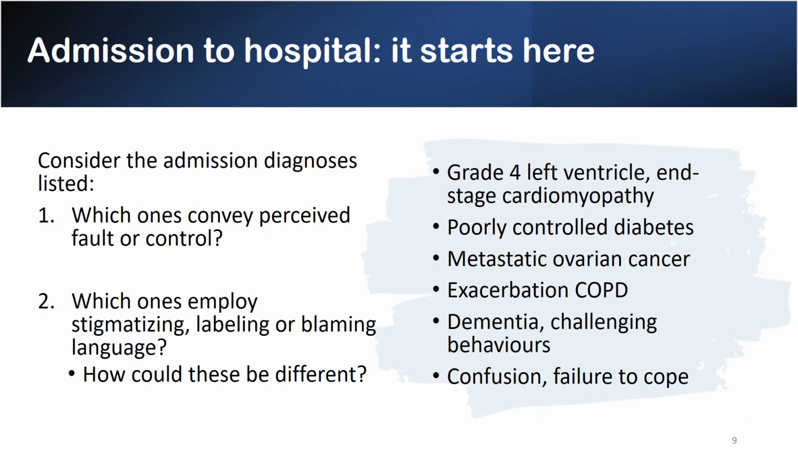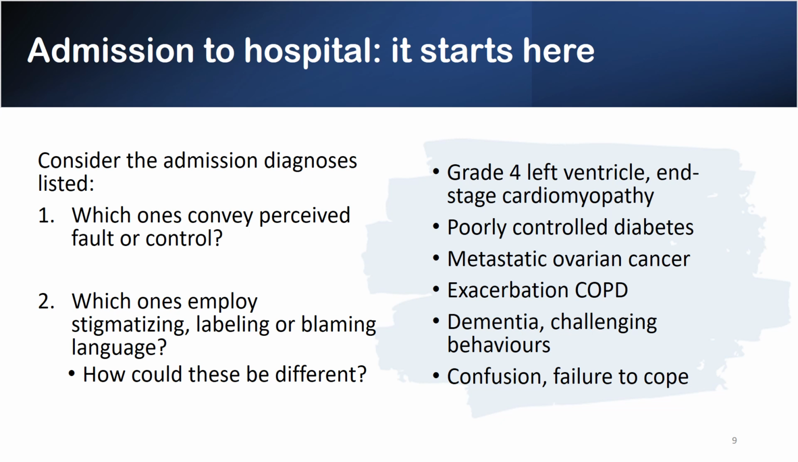Have a look at the admission diagnoses listed on the right-hand side of this slide. Which ones convey perceived fault or control over the illness or disease state? The perceptions of fault, control, and blame are higher for poorly controlled diabetes, dementia, challenging behaviors, and confusion, failure to cope. In each of these, there is an underlying assumption that the person is at fault, not doing their best, and is less worthy.